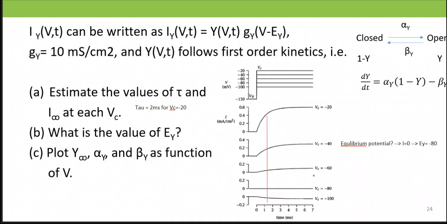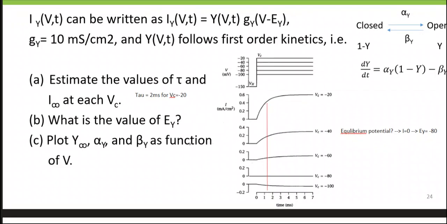And then we can do the same thing for the remaining one. For -40, in that case, 0.4 is the steady state current, and then the 63% value would be somewhere here, and we can say like 2.5 milliseconds, and so on and so forth.